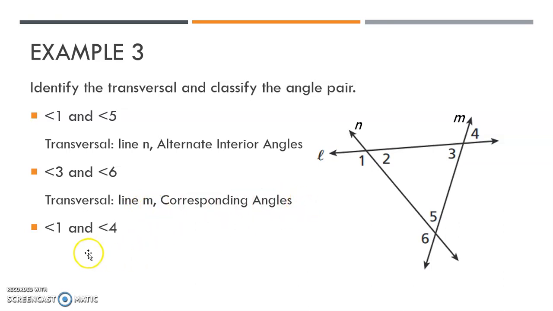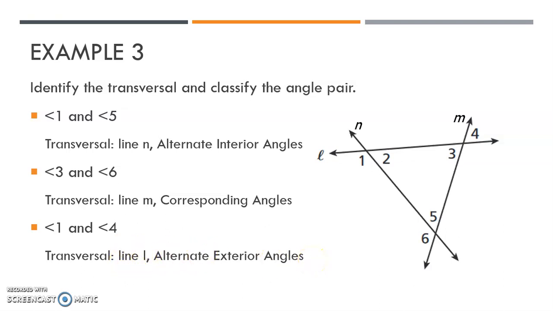Now, the last pair, 1 and 4. 1 is here, 4 is here. Line L is the line that makes both angles. It touches angle 1 here, touches angle 4 right here. So line L is our transversal. Notice they're on opposite sides of L, so they're alternate, and they are outside the lines that are touching line L. So these are alternate exterior angles because they're outside. So line L, alternate exterior angles.